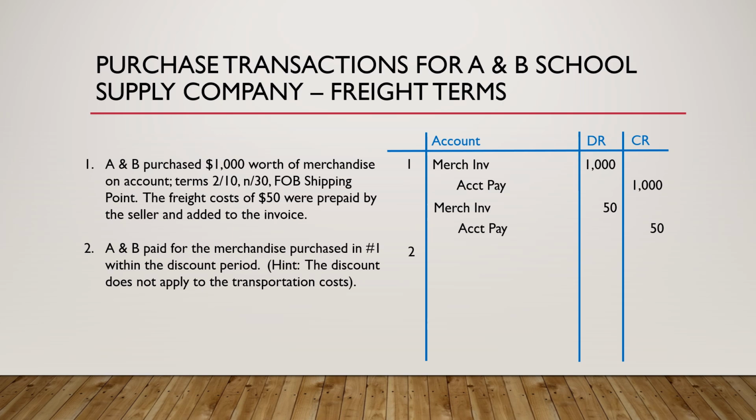Transaction 2. A and B paid for the merchandise purchased in number 1 within the discount period. To pay off an account payable, debit accounts payable and credit cash. Draw a T account to calculate the amount owed of $1,050.